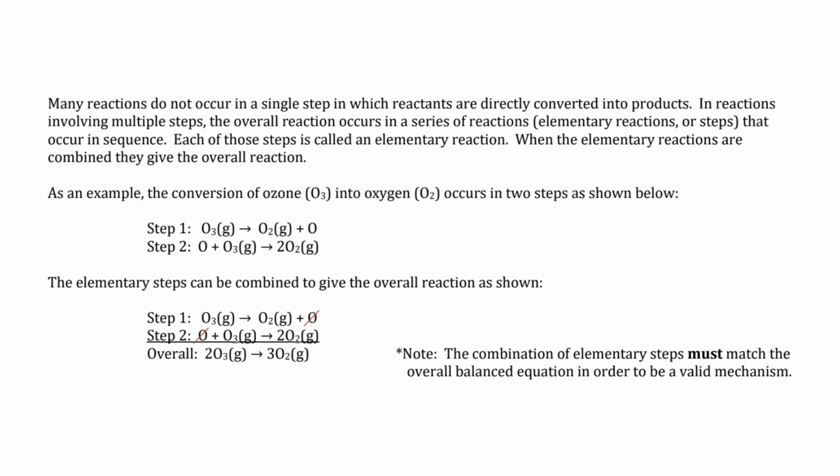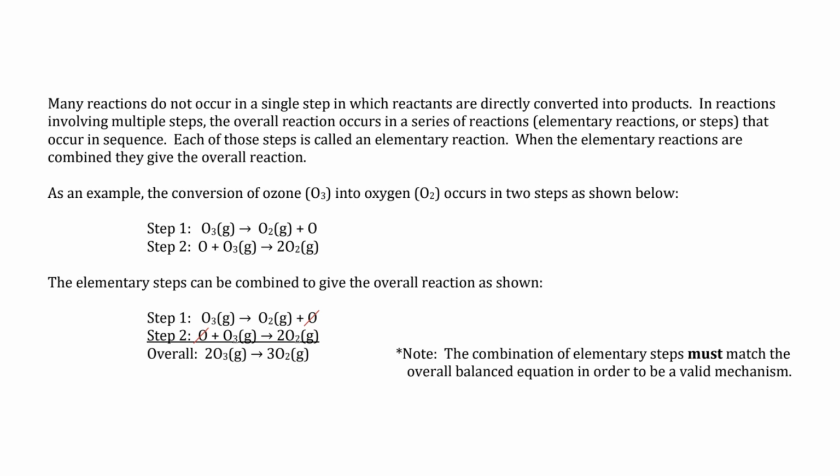Many reactions do not occur in a single step. In fact, they take multiple steps, most likely. This is related to the collision model that we've talked about before. In reactions that do involve multiple steps, there are a series of elementary reactions or steps that occur in a sequence. Each of those is called an elementary reaction, and then from there you can combine and give the overall reaction. Also, you can get the rate law for elementary reactions, all that type of stuff.